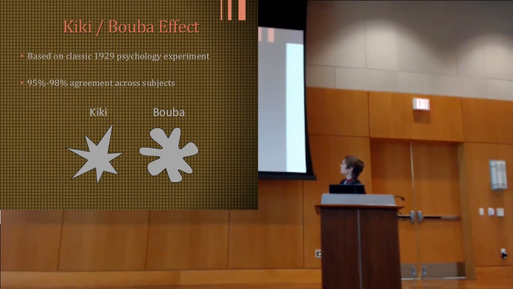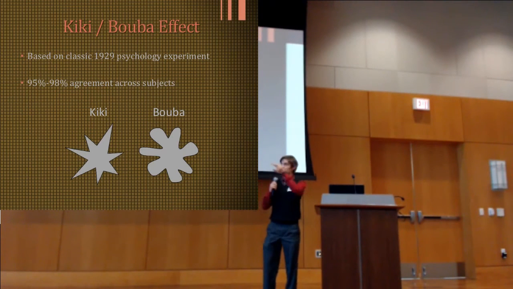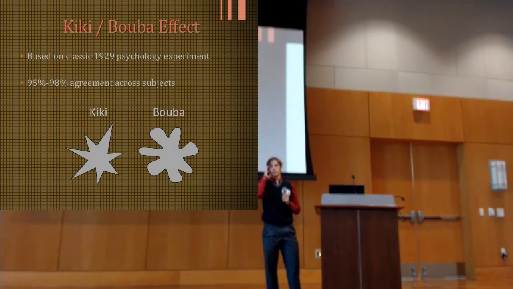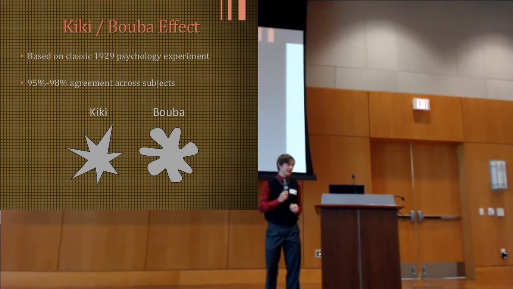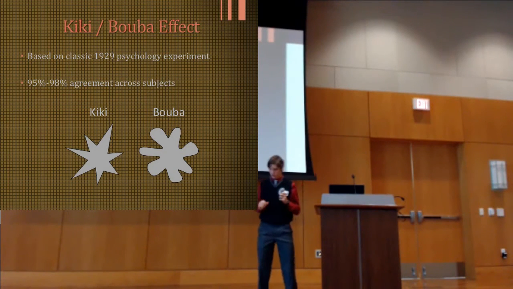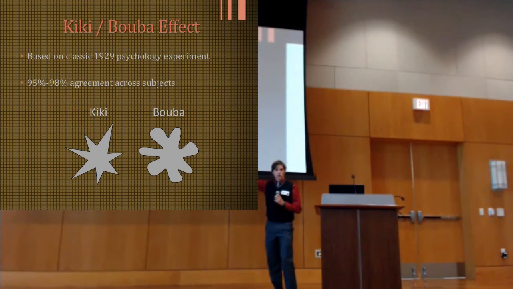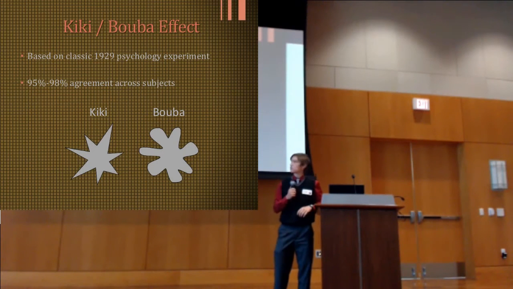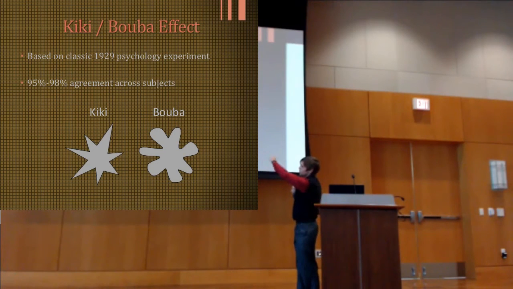This has been shown with a classic experiment. There's 2 forms of it. There's the Kiki Bouba effect, which is these 2 shapes. I'll talk about it. And there's also another form, Takete and Bouba, that have been paired with a very similar experiment. Based on a classic 1929 psychology experiment where experimenters basically presented subjects with shapes like these, gave them 2 shapes and 2 names, and told them to match the names to the shapes. And you get 95 to 98% agreement across subjects that the shape on the left is Kiki or Takete, and the shape on the right is Bouba or Manuma.